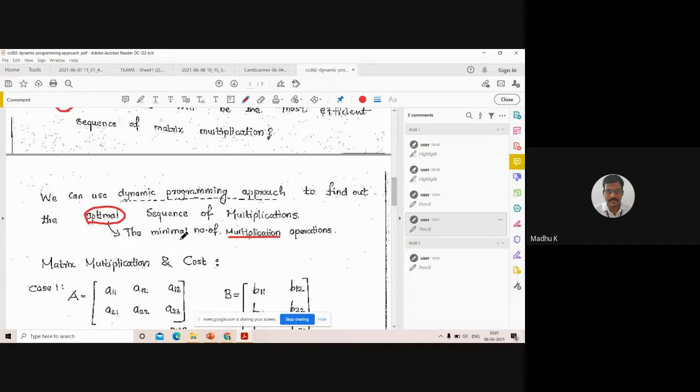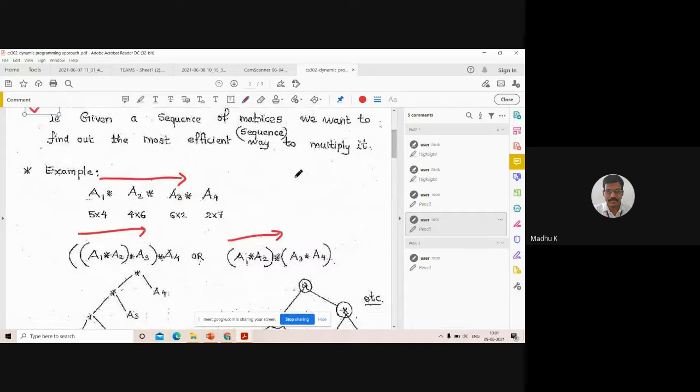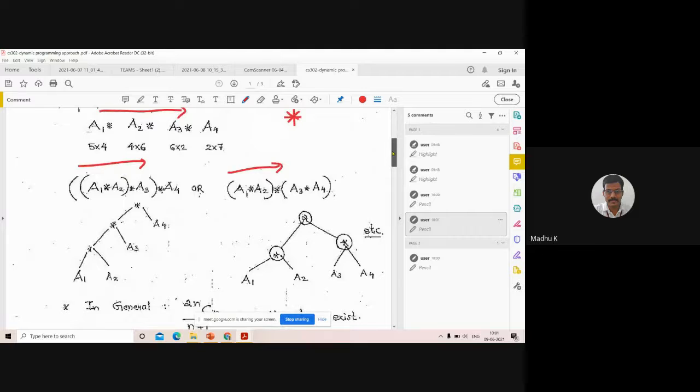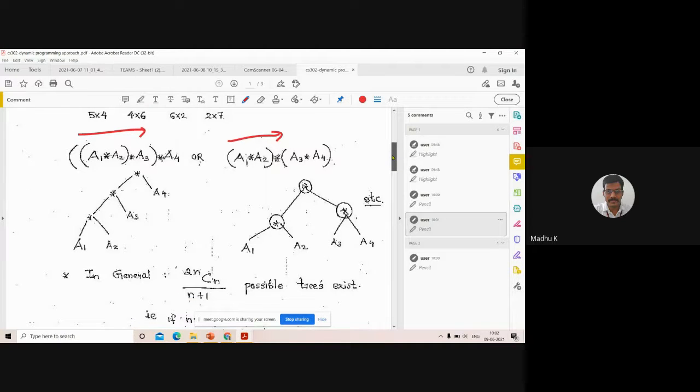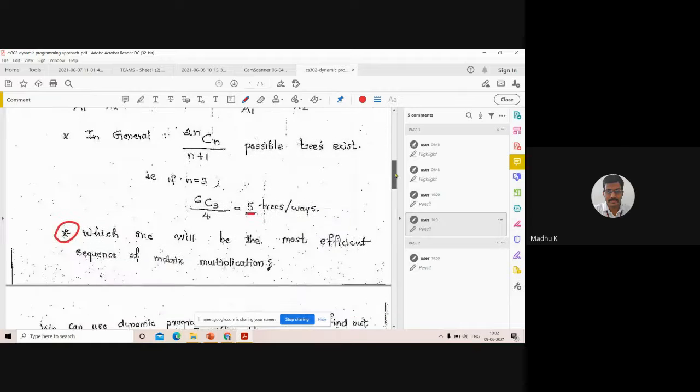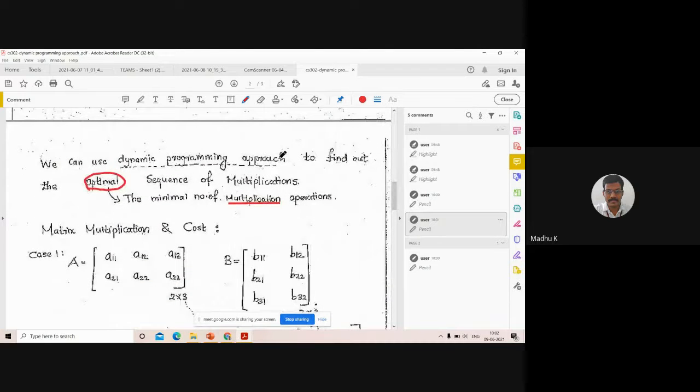That is very important: the term scalar multiplication. Different sequences will take a different number of scalar multiplications. So we want to find which sequence contains the minimum number of scalar multiplications. That is the chain matrix multiplication problem, and we can use the dynamic programming approach to find the optimal sequence of multiplication. Optimal means the minimal number of scalar multiplications.